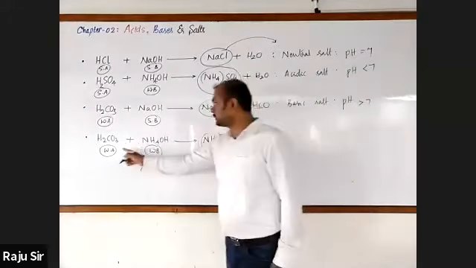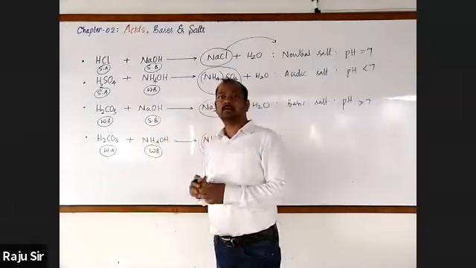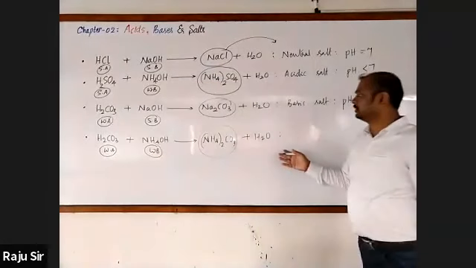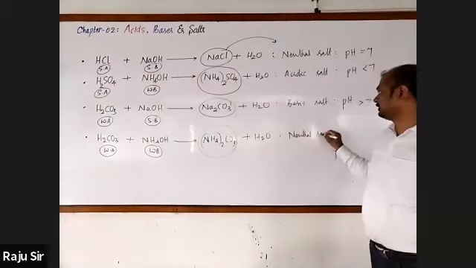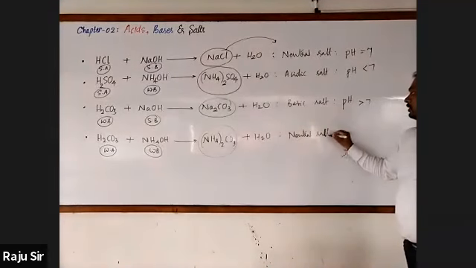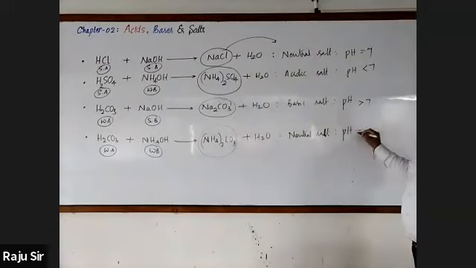A salt which is formed by a weak acid and a weak base is a neutral salt. pH is equal to 7.